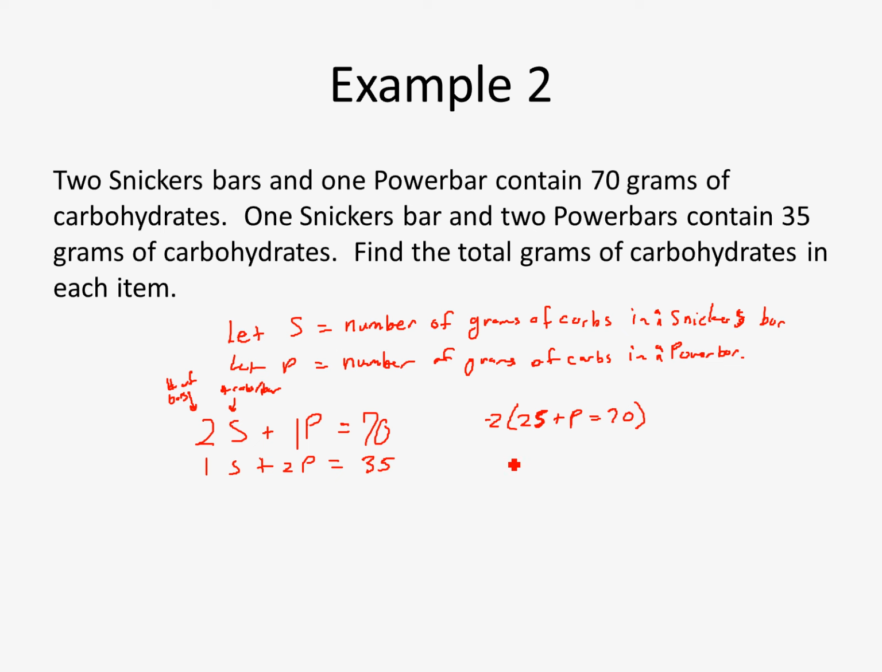If I take this equation and multiply it by -2, I'm going to get -4s minus 2p is equal to -140. Now I want to add that to the first equation, so I'm going to rewrite the first equation below it. When I add these, I'm going to get -3s. These go away. And when I add these, I'm going to get, I think, -95s.